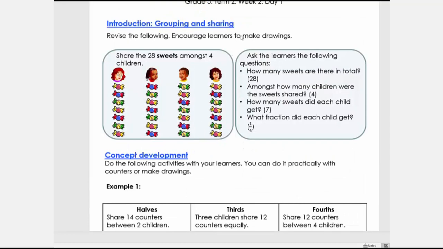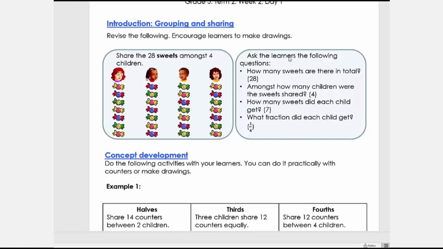So let's start with the introduction of the lesson. We're going to look at grouping and sharing again. So let's look at this picture. We share the 28 sweets amongst 4 children. If we're going to share it, we can share it one by one, or we can share it in groups of 7.